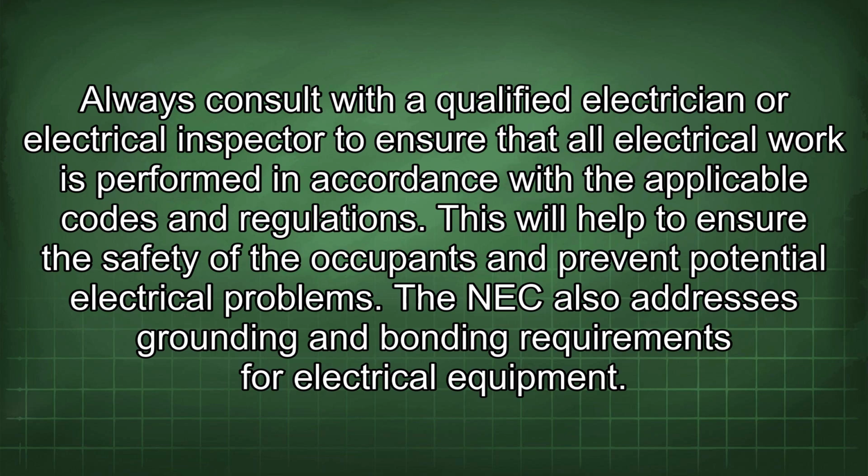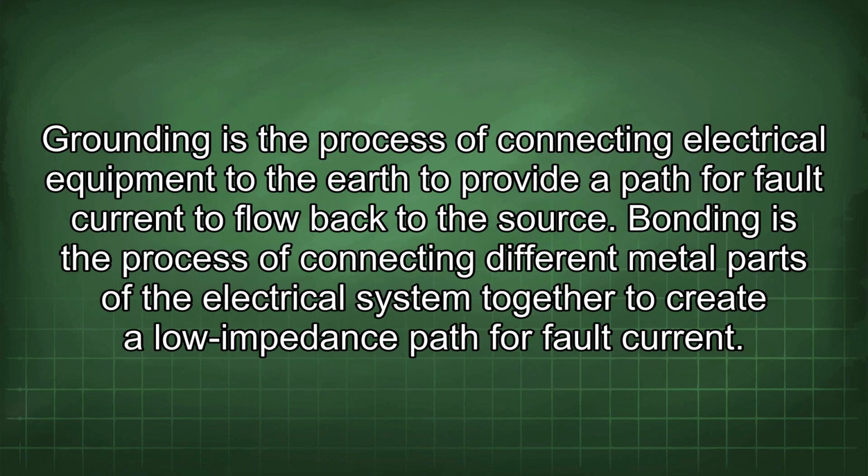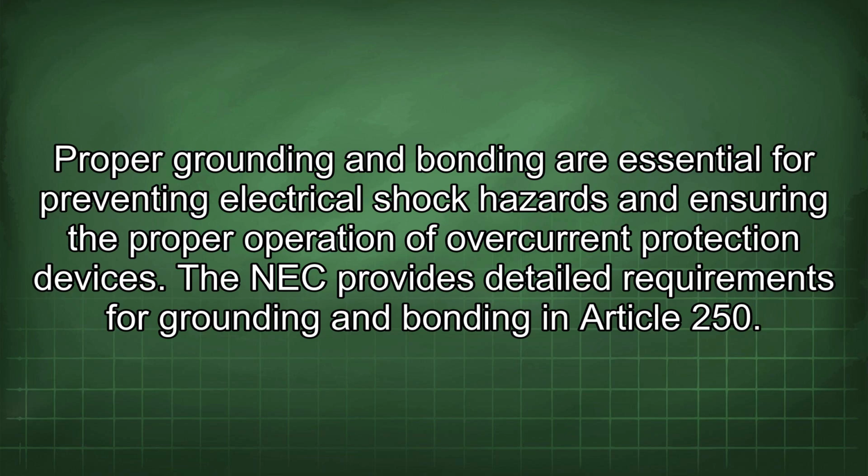The NEC also addresses grounding and bonding requirements for electrical equipment. Grounding is the process of connecting electrical equipment to the earth to provide a path for fault current to flow back to the source. Bonding is the process of connecting different metal parts of the electrical system together to create a low impedance path for fault current. Proper grounding and bonding are essential for preventing electrical shock hazards and ensuring the proper operation of overcurrent protection devices.